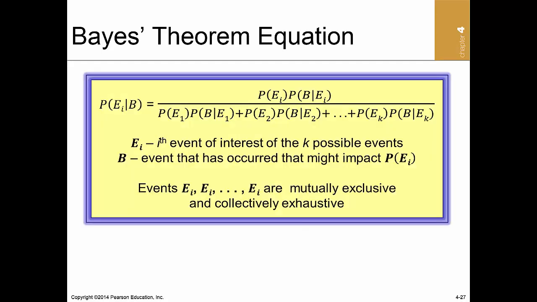Letting event B be an event that is given to have occurred, the numerator can be formulated using the multiplication rule, and the denominator can be found by adding the probability of the k possible ways that event B can occur. This is Bayes' theorem, where all events are mutually exclusive and collectively exhaustive.